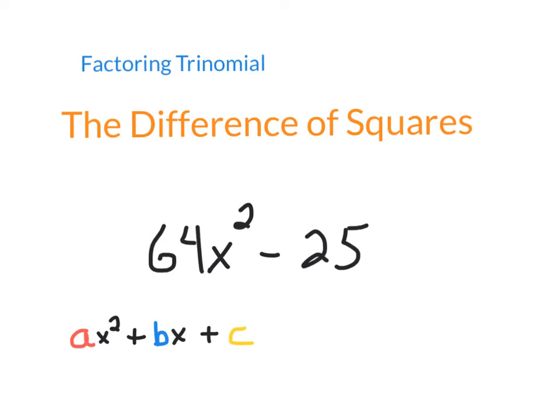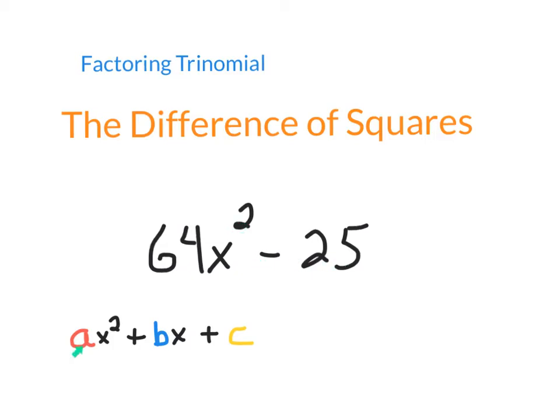In this video lesson, we are continuing to factor, but very specifically, we're going to be looking at factoring the difference of squares. Difference meaning subtraction. So the subtraction of squares, right? So 64x squared minus 25.